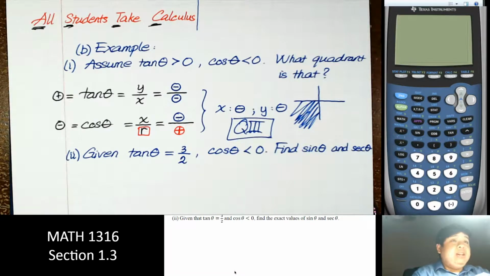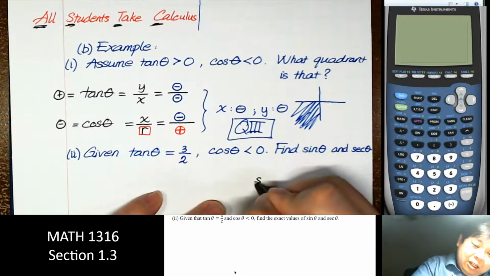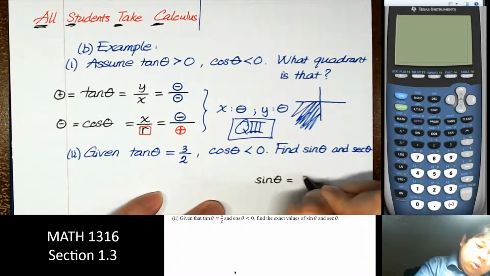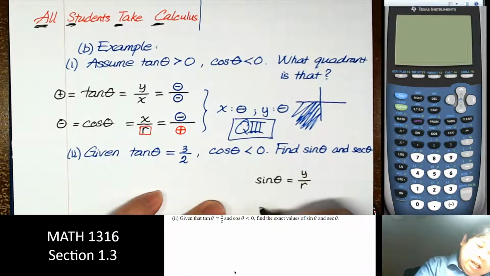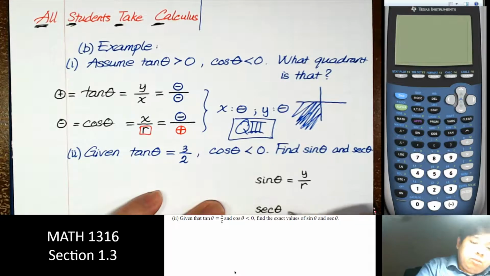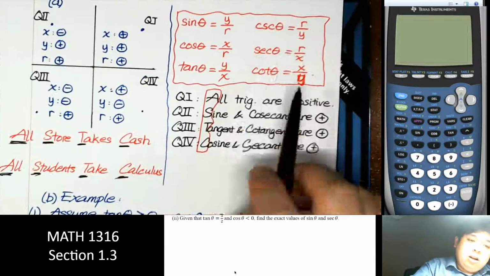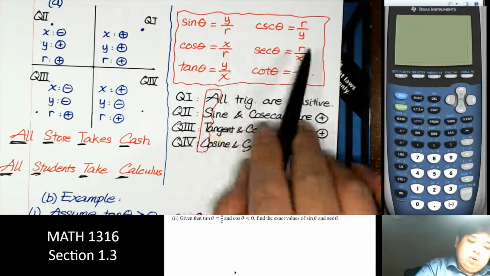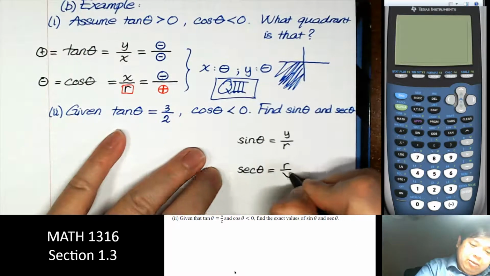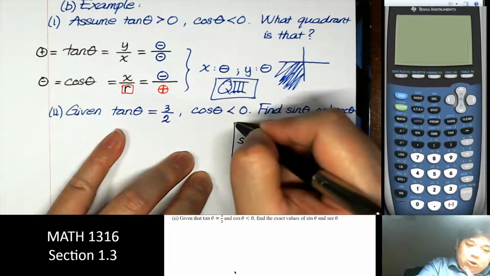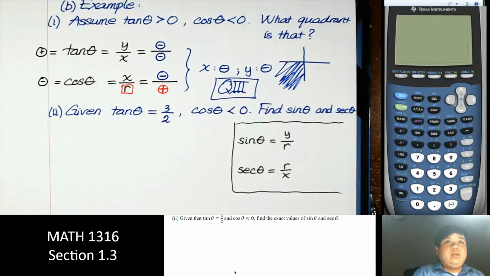Like I said, everything we just go back to x, y, and r. Let's just go to the answer. We need sine, which is y over r, and secant is the reciprocal of cosine, so it's r over x. Now we go back to this to answer the question. Now we just need to find x, y, and r.